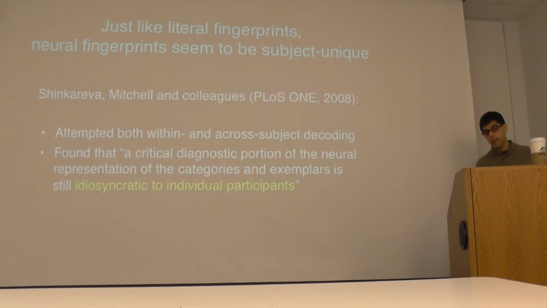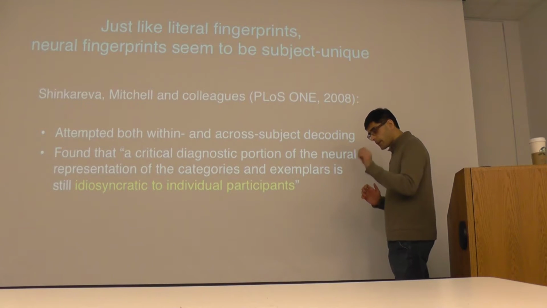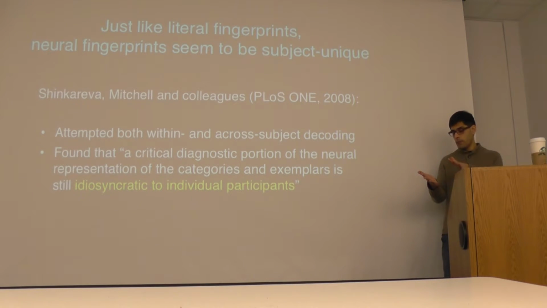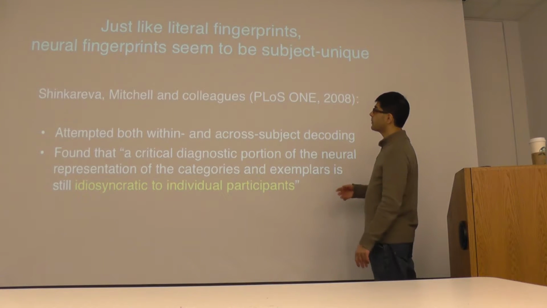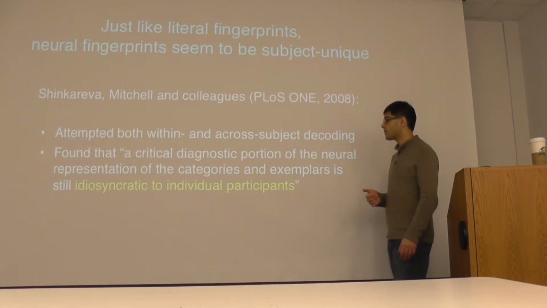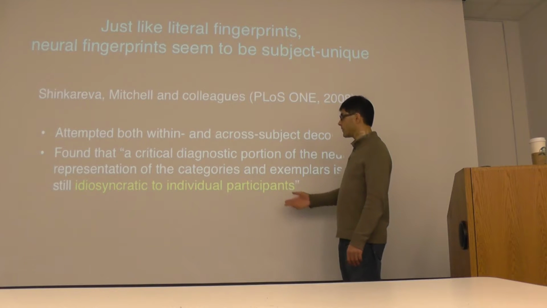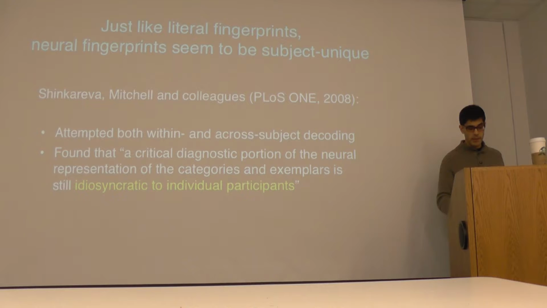In fact, people have looked at whether you can take the actual activation patterns in one person's head and use that to find similar, exact same patterns across the same set of voxels, when you line people up to the same template in other people's heads. And the answer is that often you can't very well. So here's a nice quote from this paper by Shinkareva, Mitchell and colleagues. It says, critical diagnostic portion of the neural representation of category, as an example, is still idiosyncratic to individual participants. So my neural fingerprints are different from your neural fingerprints.